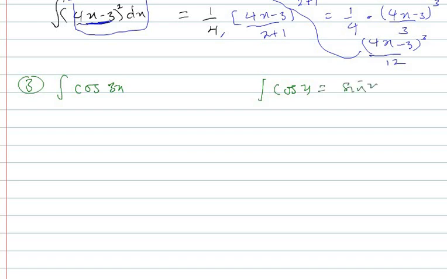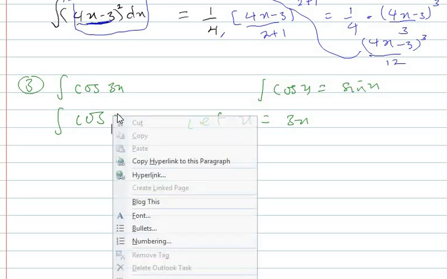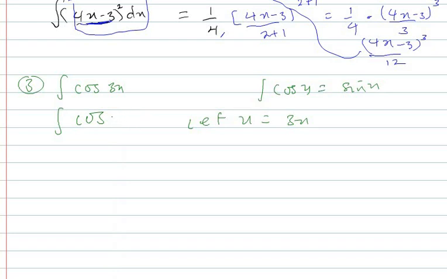sin x. Since we are familiar with this, we can let u be equal to 3x. Since u is equal to 3x, then this will become cos u. So here it is u, it's not x. Since here is cos u, we can integrate this, but here it is with respect to x, so we can't integrate this directly. Then we can do the same.